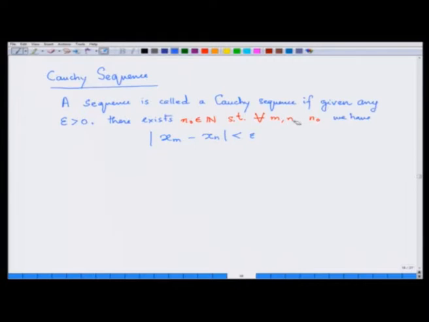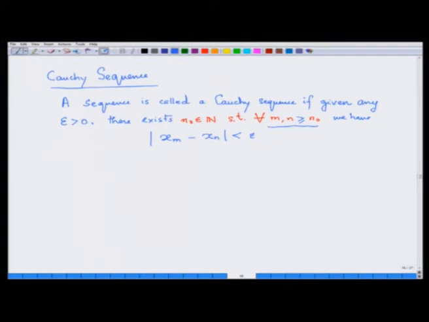Sorry, I had a mistake here. For all m, n greater than or equal to n naught, you have to keep this in mind. There exists an n naught, meaning you are counting from x1, x2, up to x n naught. So, for all m, n greater than or equal to n naught, this is always holding. This is a very important property, that these points are clustering very near each other and also along the line. This is something of very fundamental importance.